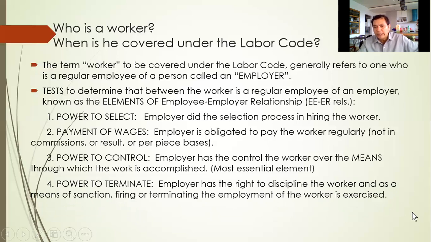So if the employer has the right to discipline the worker, and as a means of sanction, firing or terminating the employment of the worker is exercised, then the power to terminate is present as one of the elements of the employer-employee relationship. So if all these four tests are answered in the affirmative, then there is an employer-employee relationship. And that employee concerned is covered under the labor code.